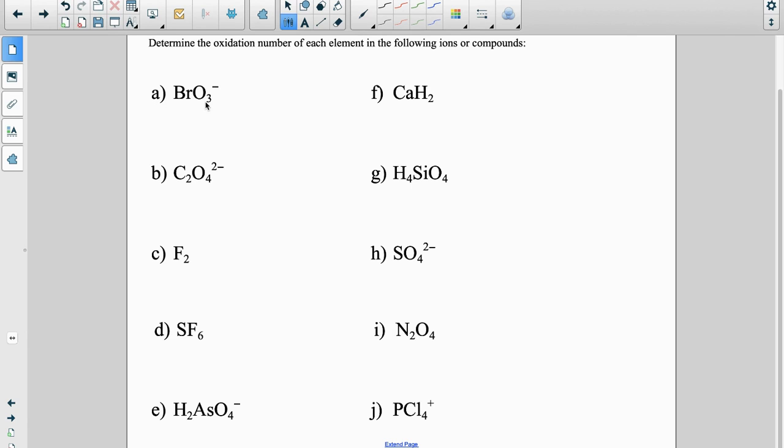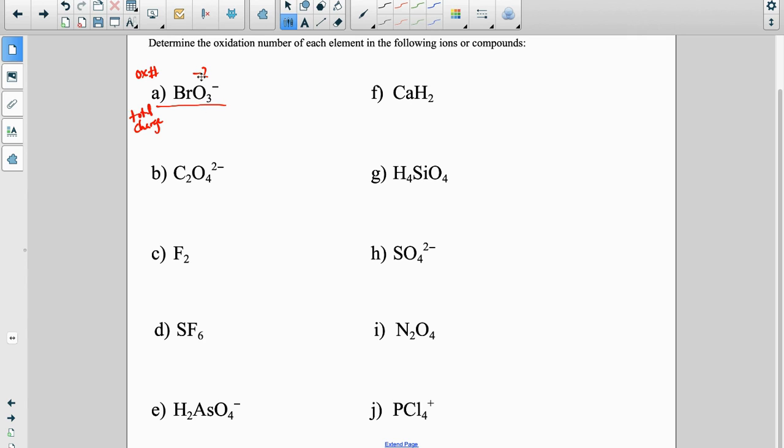Here's BrO3-. This is the bromate ion. Again, here oxygen is going to be -2. So what I'm going to do is at the top above the element, I'm going to write the oxidation number. Down here, I'm going to add up my total charge, because the oxidation number is just for one of these oxygens.